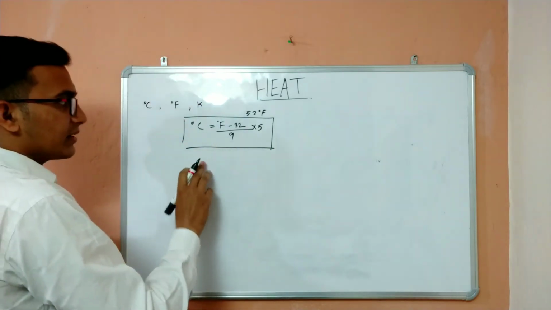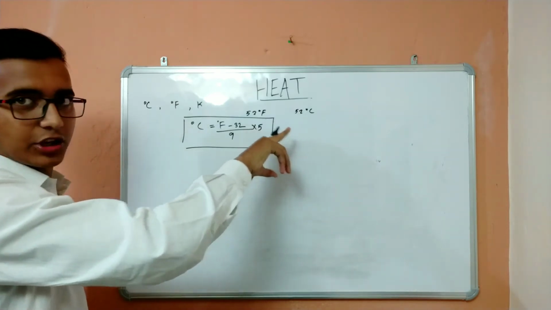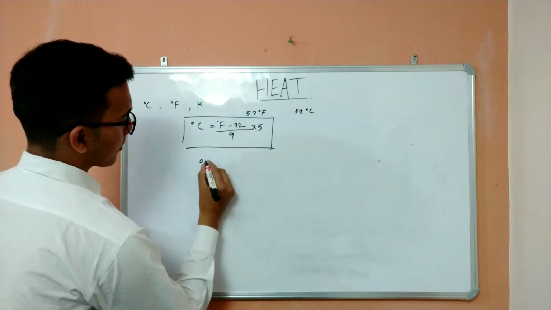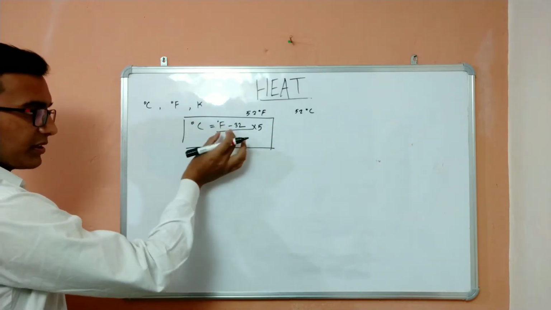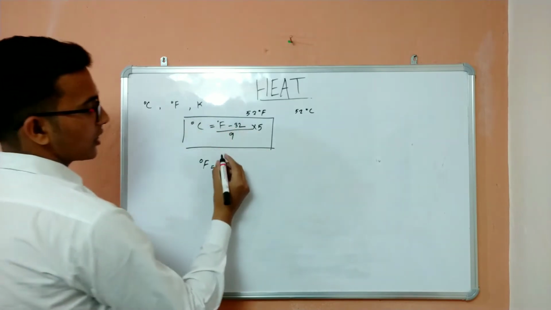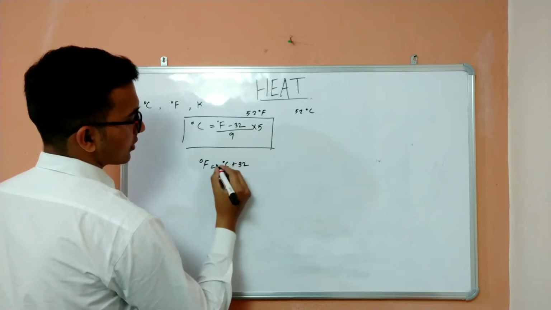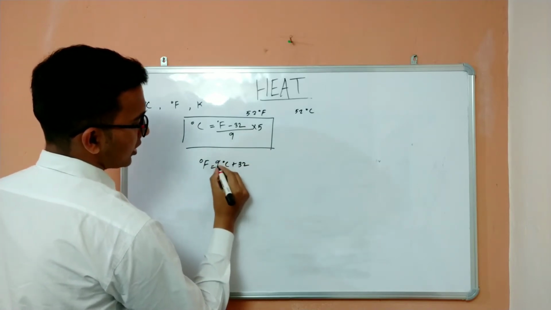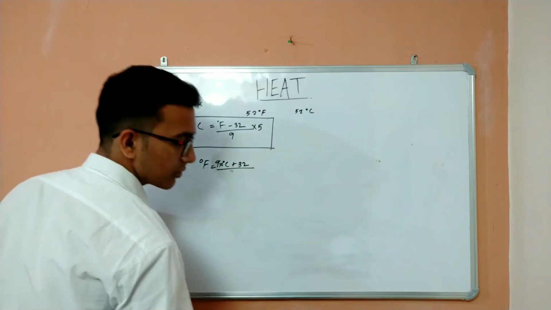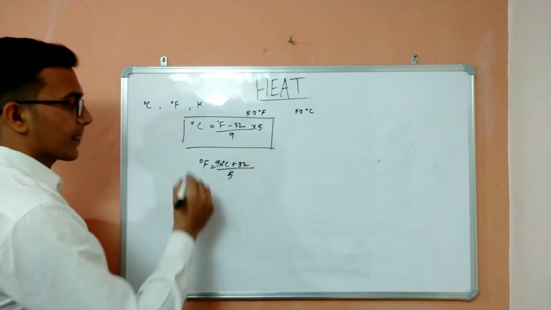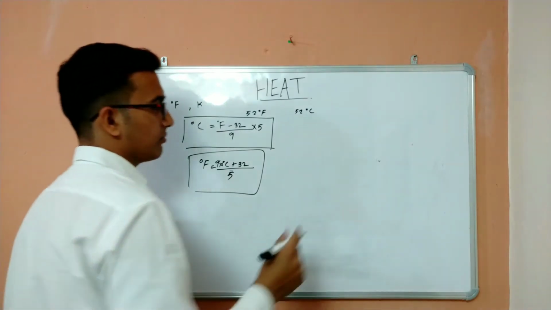And how to get it in Fahrenheit? Suppose you are given 52 degrees Celsius and you are told to convert Celsius into Fahrenheit. Simply keep Fahrenheit on this side and bring all the other digits over here. So it will be 9 into degree Celsius plus 32, by 5. So this is for the Fahrenheit. Remember this formula. They are very easy. You don't have to memorize a long thing.